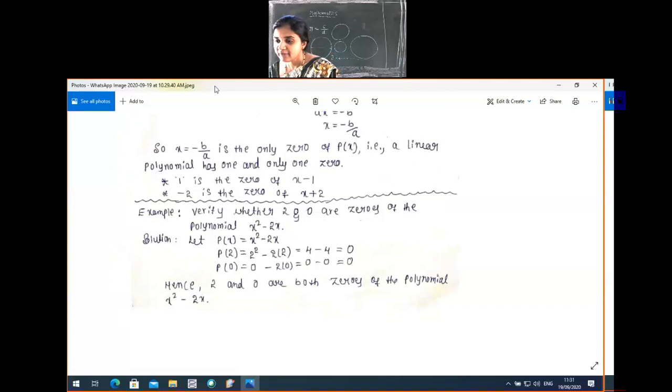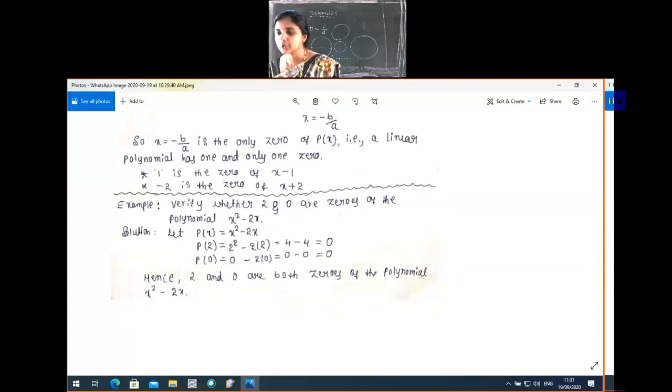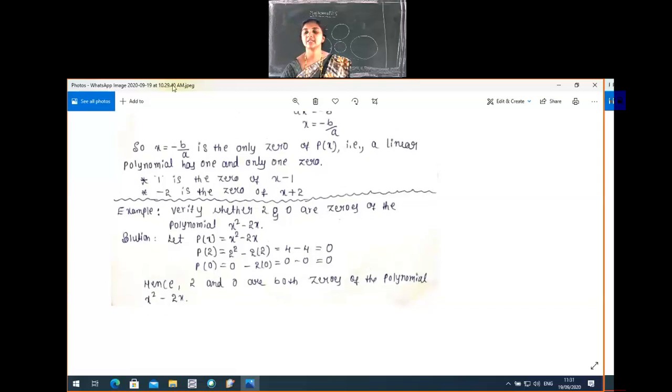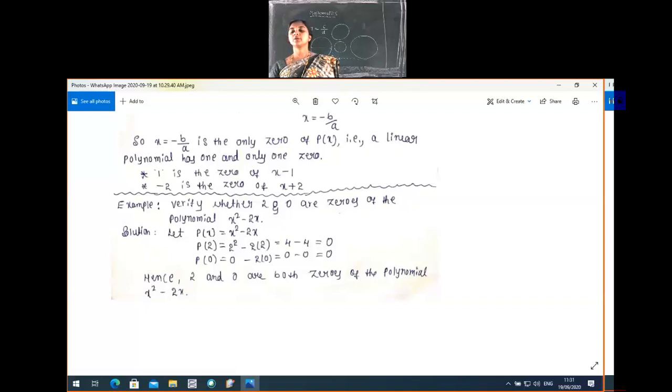So look here. First, at x place, just substitute 2. Then 2 square minus 2 into 2, that is 4 minus 4, 0. Next, the second one, substitute 0. P of 0 is equal to 0 minus 2 into 0, that is 0 minus 0, which is equal to 0. Hence 2 and 0 are both zeros of the polynomial.